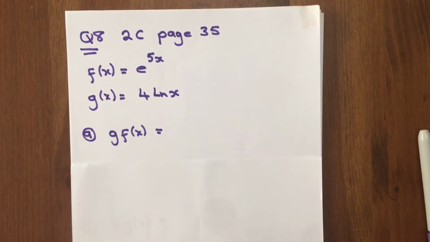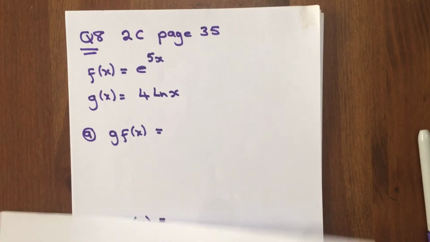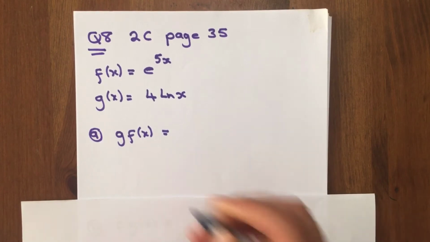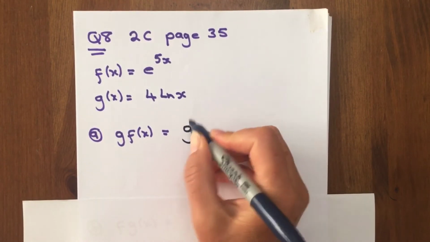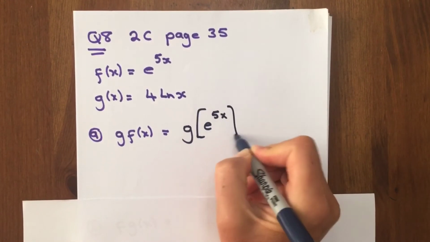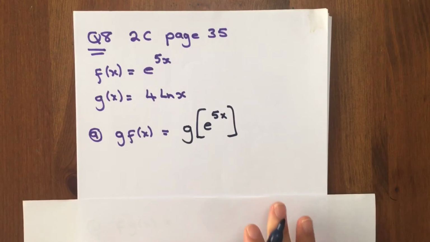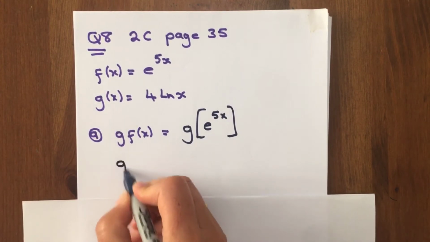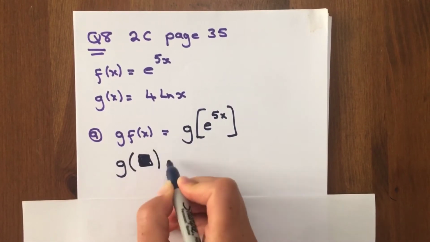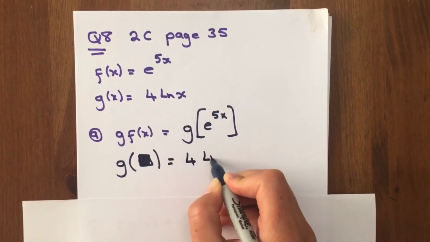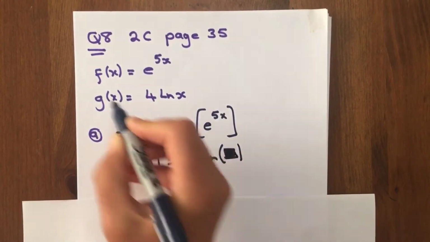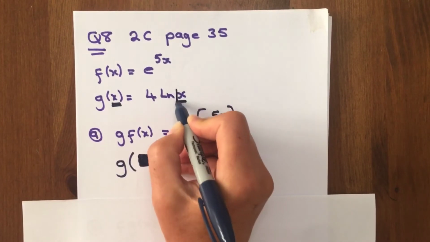So the first bit, another composite function, find g on f of x. So what I'm doing here, doing g on f of x. So I'm replacing the f of x. Remember, I work inside out. Okay, so I know that my g of whatever I'm putting into my g function is 4 lots of ln of whatever I'm putting in. Yeah, so here the x is my box.